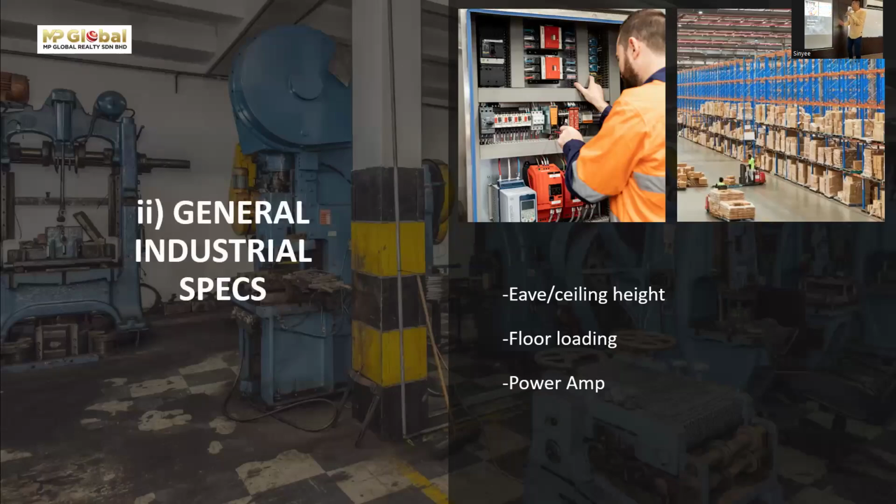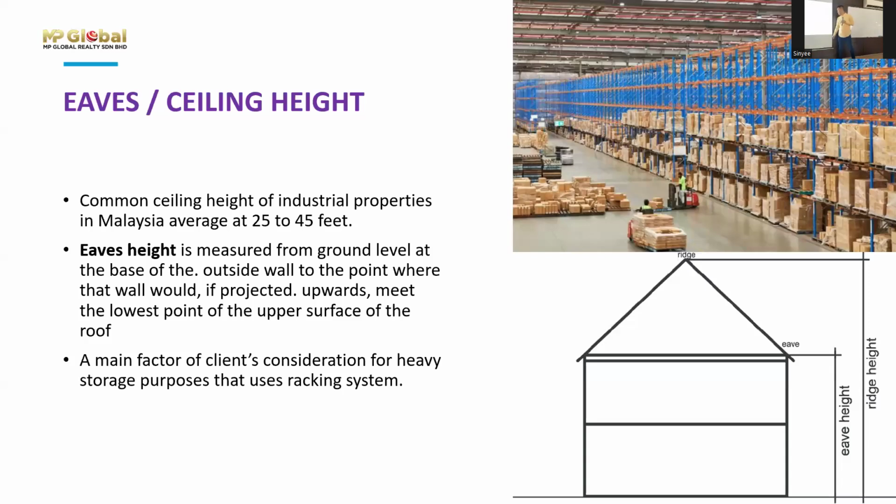Okay, the common general industrial specs everyone needs to take note of are these 3. This is the most general one. Number 1 is ceiling height, floor loading, and power amp. Okay, eave height and ceiling height. I believe a lot of you all have heard this before. So what is eave height? What is ceiling height? You can look here.